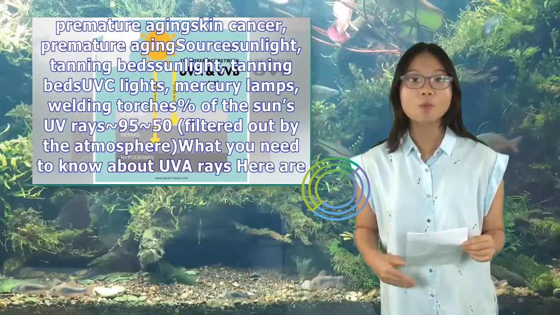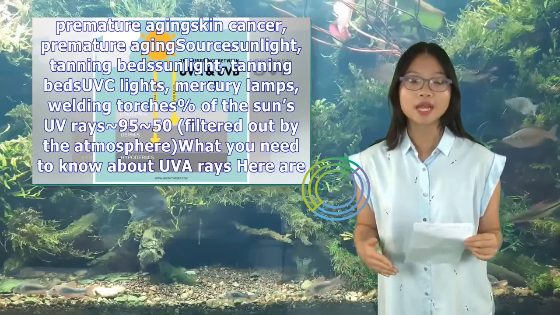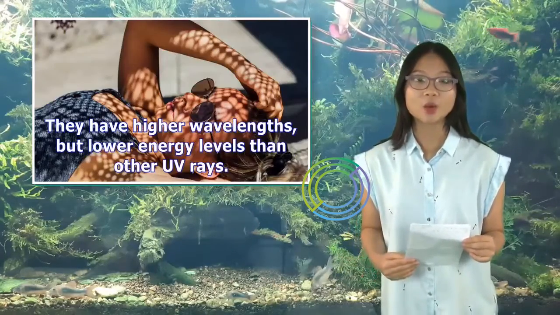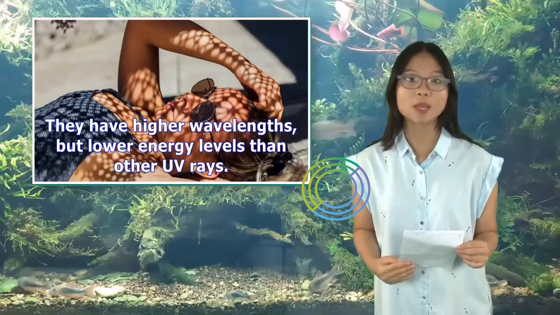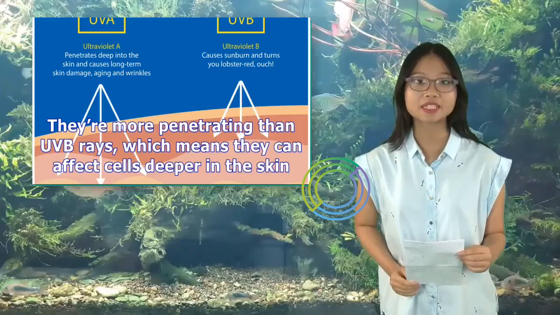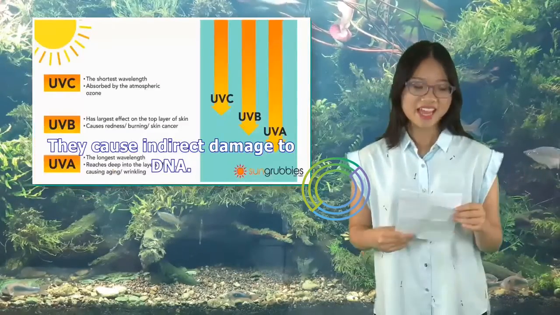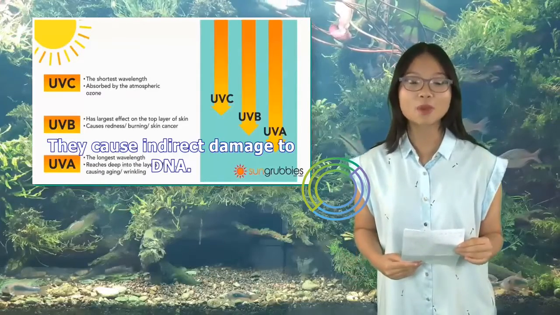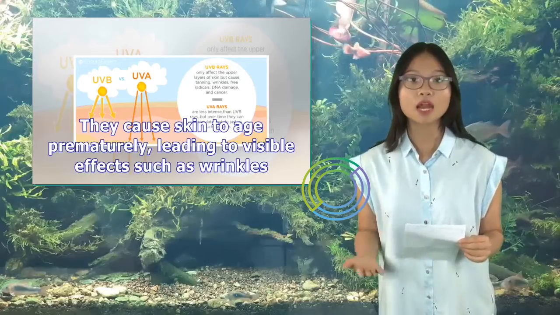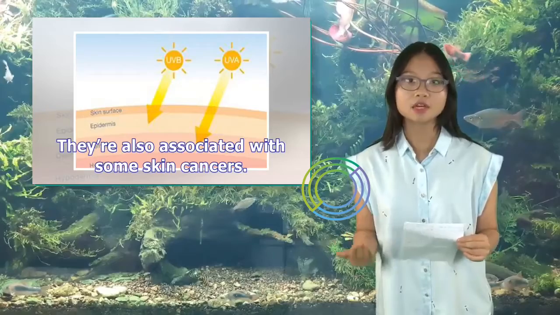What you need to know about UVA rays. Here are some important facts about ultraviolet A, UVA, rays and how they affect your skin. They have higher wavelengths, but lower energy levels than other UV rays. They're more penetrating than UVB rays, which means they can affect cells deeper in the skin. They cause indirect damage to DNA. They cause skin to age prematurely, leading to visible effects such as wrinkles. They're also associated with some skin cancers.